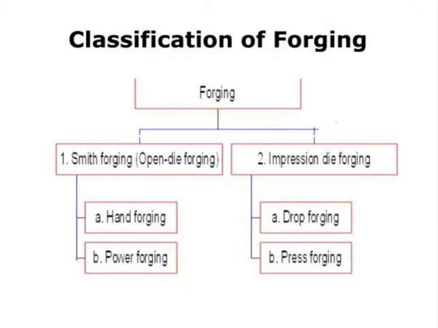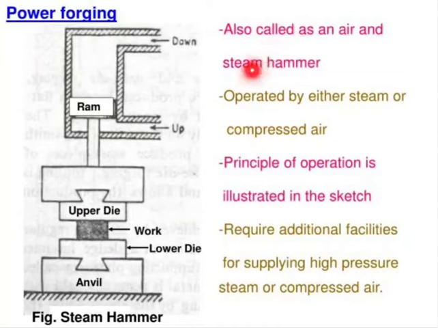We have seen in the last lecture about smithy and forging operations. One job we have taken into consideration. Now, the classification of forging: it is classified into open die forging, that is smith forging, and impression die forging, where the shape has already been impressed, that is drop forging and press forging. Here are hand forging and power forging. Now let us look at power forging.